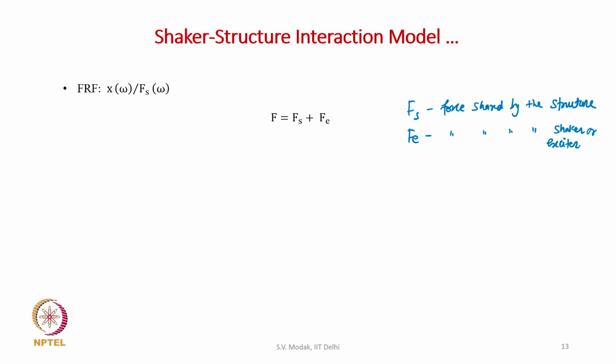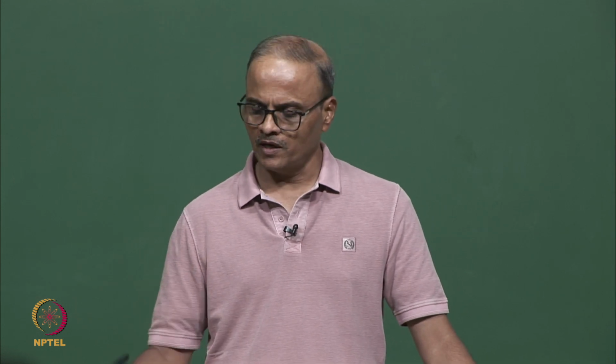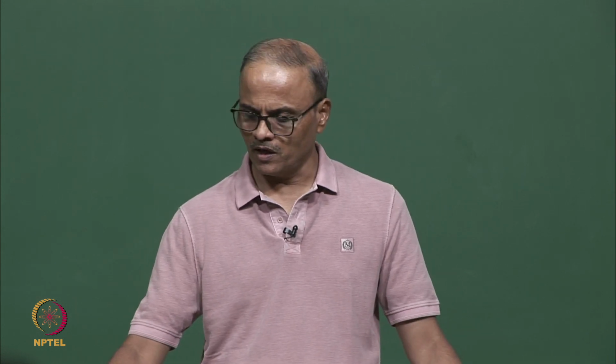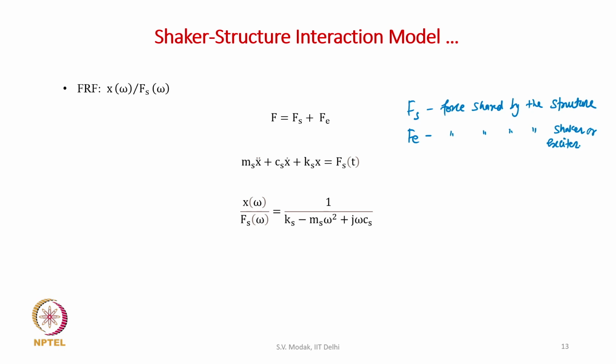And if Fs is the force acting on the structure, what would be the equation of motion of the structure? That can be obtained by applying Newton's law to the structure with force acting equal to Fs, and that would be simply ms x double dot plus cs x dot plus ks x is equal to Fs. And therefore, if the voltage input is harmonic, the force generated will also be harmonic, the force shared by the structure will also be harmonic, and in that case the displacement of the system would also be harmonic, and then we can easily work out that FRF x upon Fs as 1 upon ks minus ms omega square plus i omega cs.